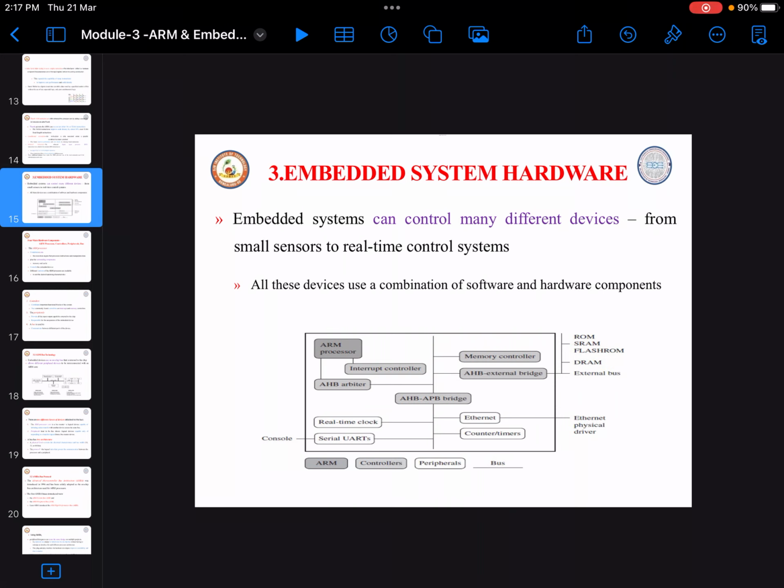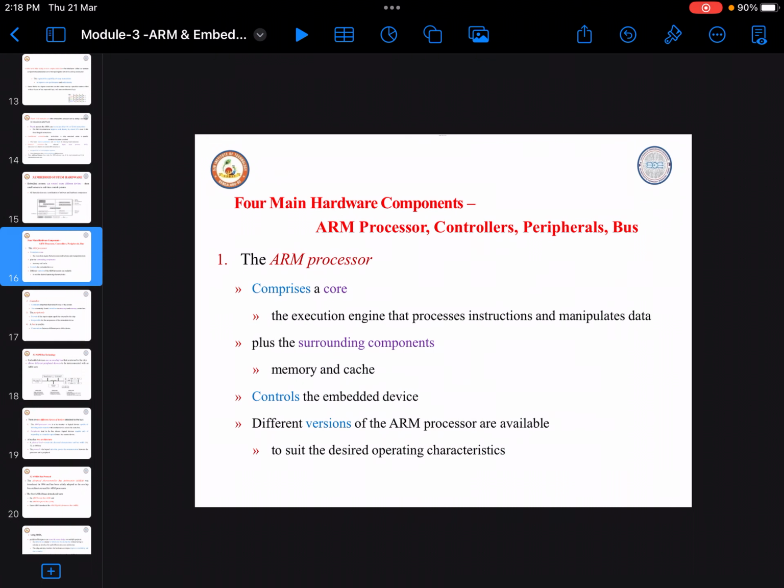Similarly, along with that, you will have different peripherals. Peripherals could be a UART, a real-time clock, Ethernet, counters, timers, anything of it. All these have to communicate through electrical signals, which are passed through a bus. So in the hardware components, you majorly have a core, controllers, and peripherals connected to it, and to communicate you have a bus.